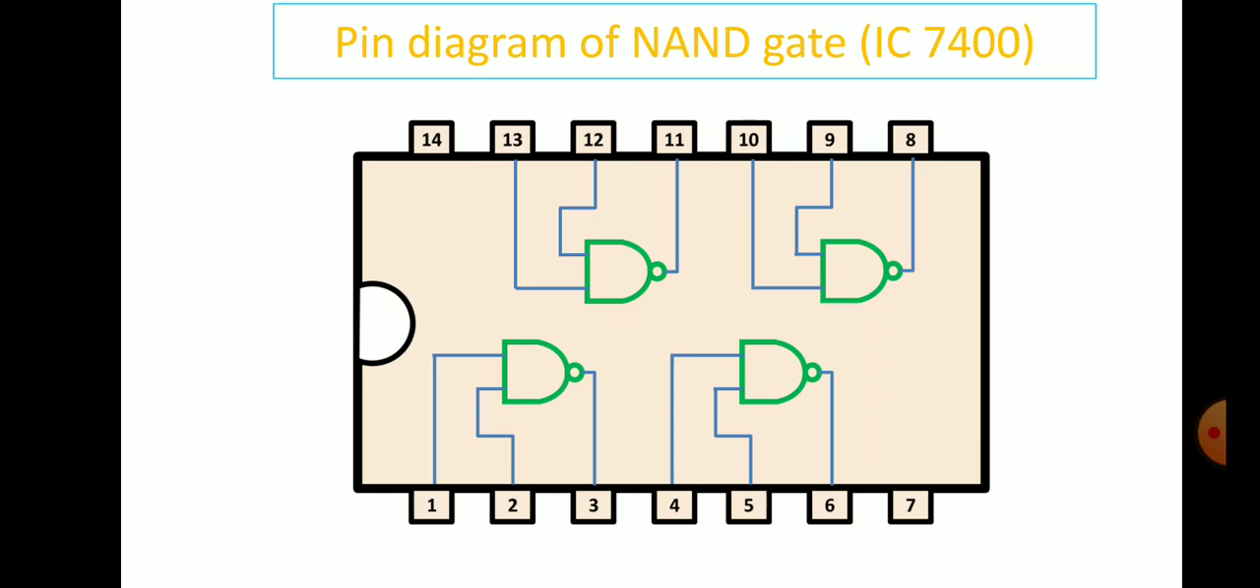I hope you are clear with the pin diagram of NAND gate IC 7400. With the help of this IC, we are going to construct basic logic gates. Then also with the help of NOR gate IC 7402, we are going to construct the same basic logic gates. So we will discuss in detail.